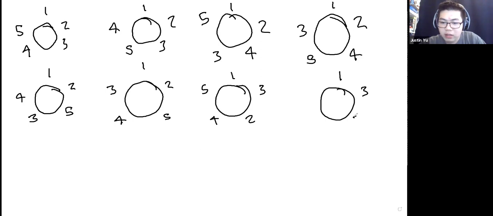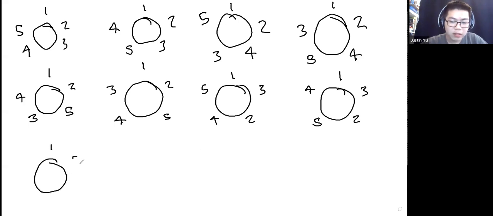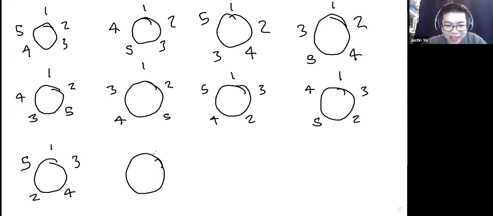1, 3, 2, 5, 4. 1, 3, 4, 2, 5. The reason I can't have 2 here is because then this number would be greater than that number. We can't. You say 20 hours later, but we are almost done.